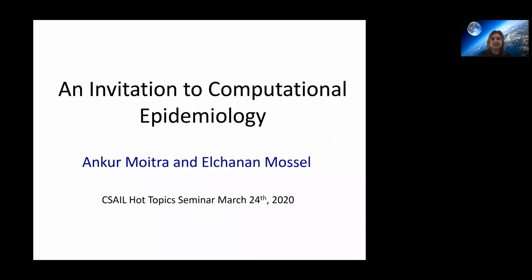I am delighted we have two extraordinary scientists who are also members of the MIT community to educate us on computational epidemiology today. We have Professor Ankur Moitra, who is in the Department of Mathematics at MIT, and he's also a member of CSAIL. Ankur has worked in numerous areas of algorithms, including approximation algorithms, metric embeddings, combinatorics, and smoothed analysis. But lately, he has been working at the intersection of algorithms and machine learning.